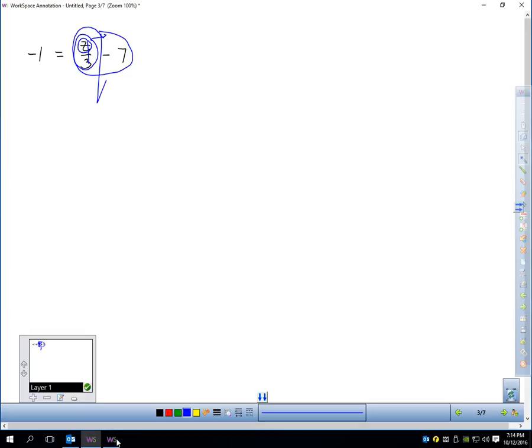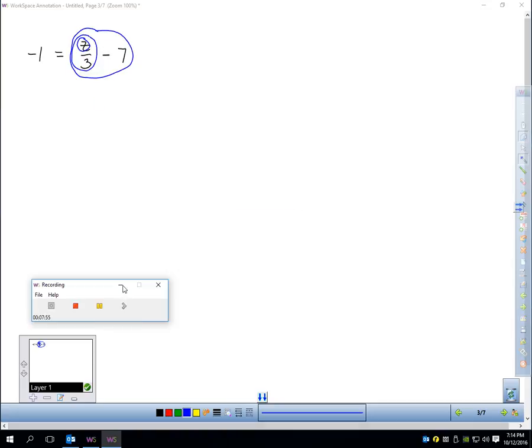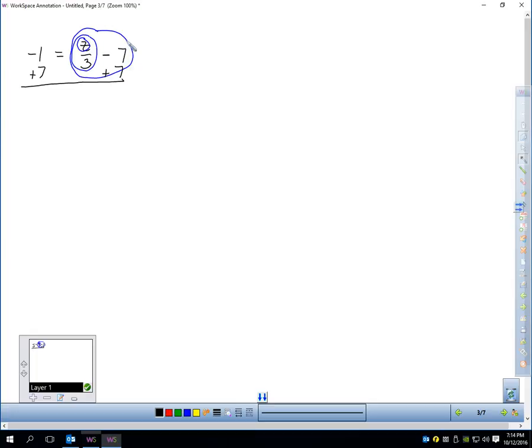Sorry, my pen isn't responding well. So let's solve this now. The outside layer is minus 7. How do I get rid of minus 7? Well, the inverse is to add 7. So I'm adding 7 to the right, and I'm adding 7 to the left. Minus 7 plus 7 cancel. I get 6 on the left, and I have z divided by 3 on the right.